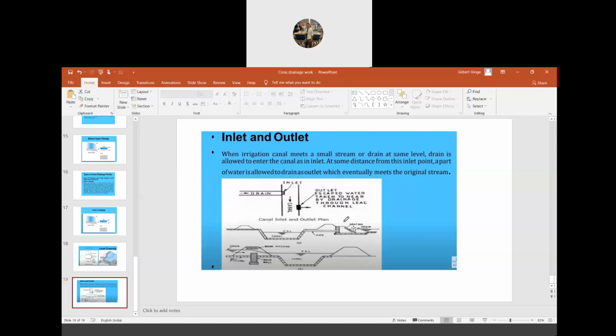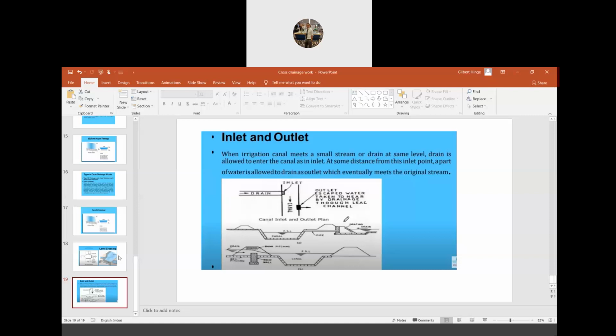See, this is a cross section. The water is coming here and we have a pipe structure whereby we control how much water comes and mixes with the canal. Then at some location we again divert this water using an outlet into another small drain. Here both the inlet, the canal as well as the natural drainage are at the same level. So this is about cross drainage works and the types of cross drainage works.